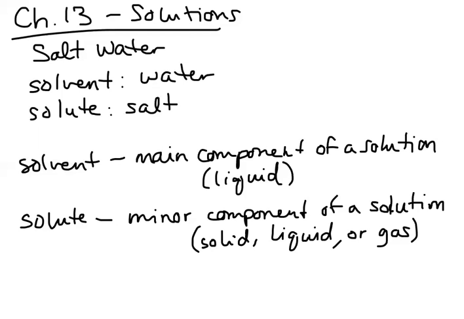So you can have a solid, like salt water. You can have a liquid-liquid solution. For example, any alcohol is generally mostly water with some ethanol in it and other things too. And gas, you can have oxygen dissolved in solution. You can have CO2 dissolved in solution. So the solvent has to be liquid, but the solute can be solid, liquid, or gas. Does everybody have this done?